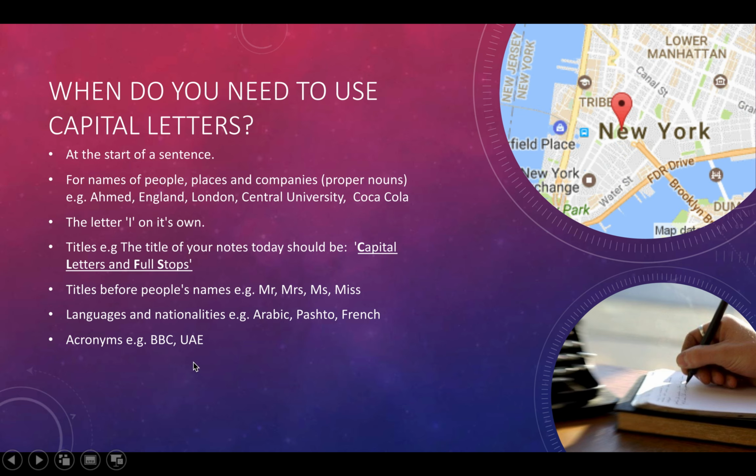And then finally, acronyms. So acronyms are where we've got several words and we need to shorten them. So here we've got the BBC, which stands for British Broadcasting Corporation, or the UAE, which stands for United Arab Emirates. These are acronyms, and for these we always use capital letters.